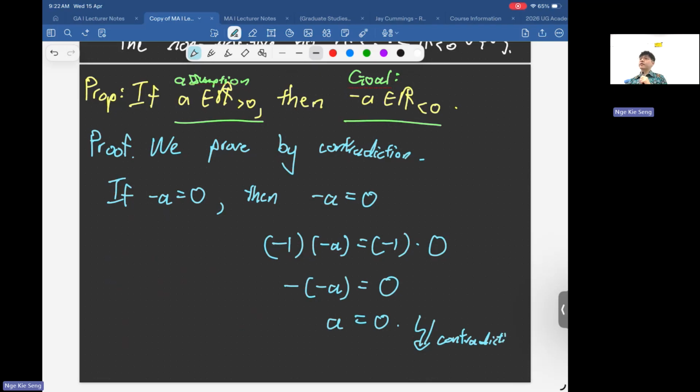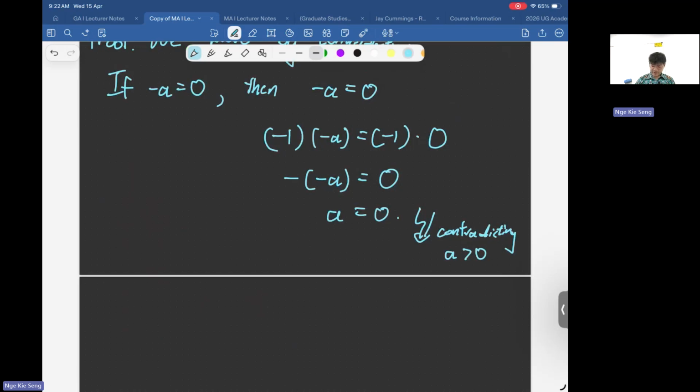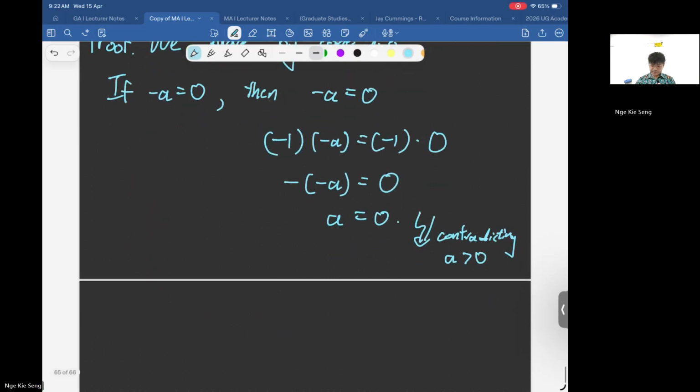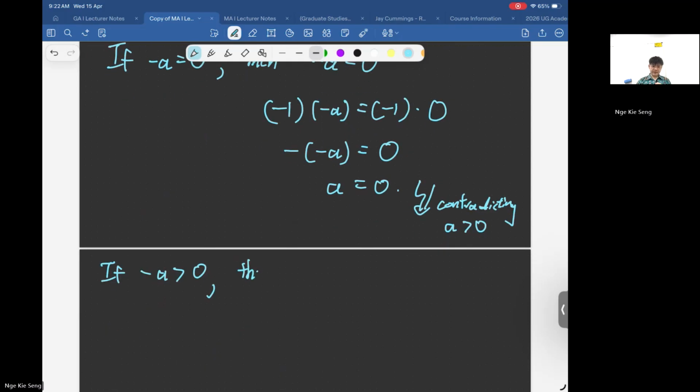Because we said that A has to be greater than 0. Your assumption. So this case cannot be true. How about the other case? What if minus A is greater than 0? What could happen? How do you relate to A again?